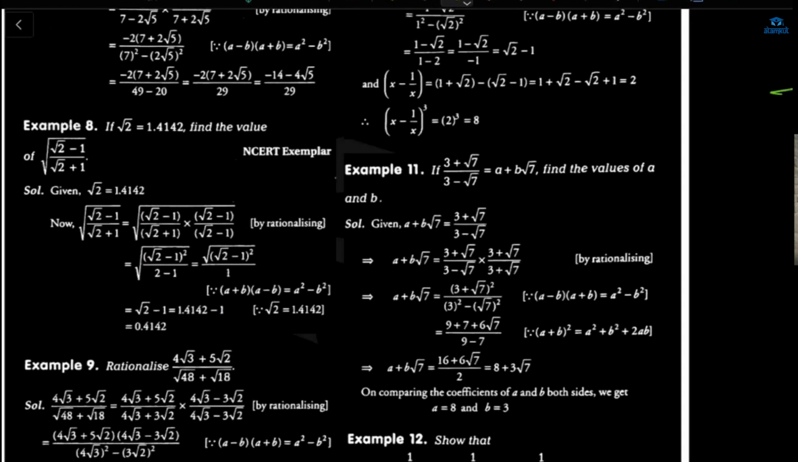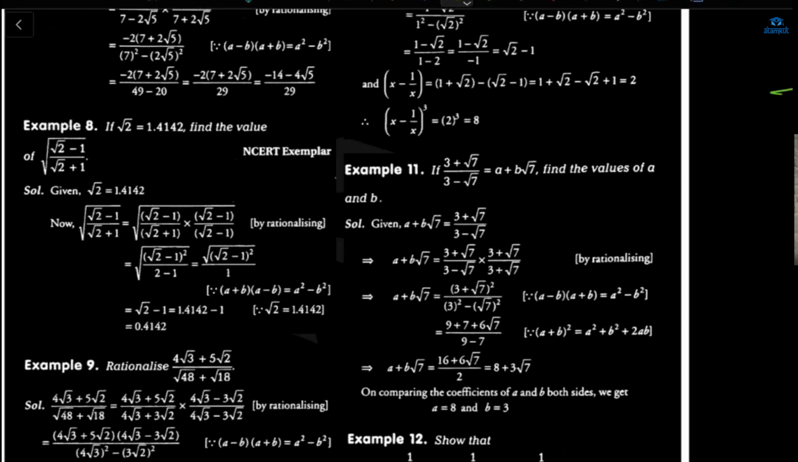So here, if the exact value of root 2 is given to you, find the value of the whole root of root 2 minus 1 by root 2 plus 1. How will you solve this question? You have to find the exact value here. But before that, you will rationalize the denominator. You'll get the simplified value, and then you will put in the value of root 2. Understood?